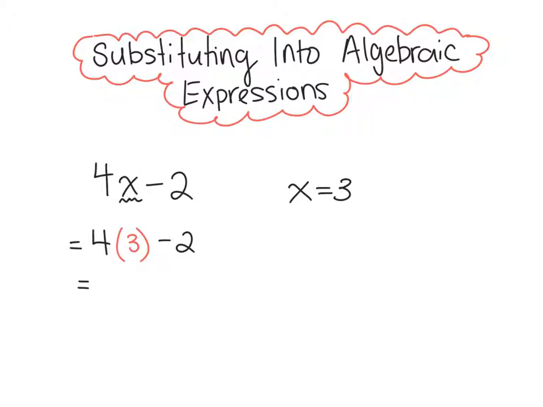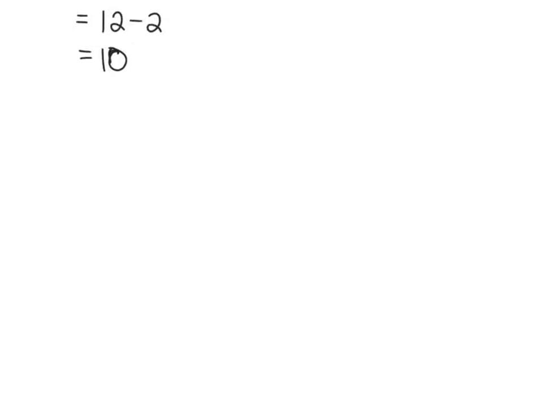Since there's no sign in between the 4 and the 3, that indicates multiply. So 4 times 3 is 12, minus 2 equals 10. And we solved it. It doesn't look like a 10, but it is. There you go. Okay, let's try another one. Let's say you have the expression negative 2x squared plus 5x minus 1. Really upped our game here.